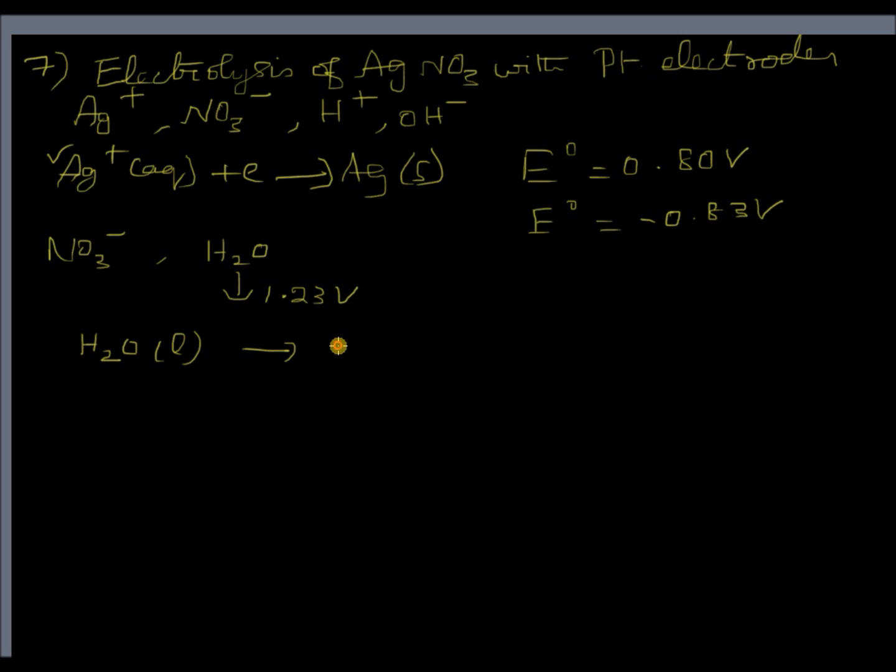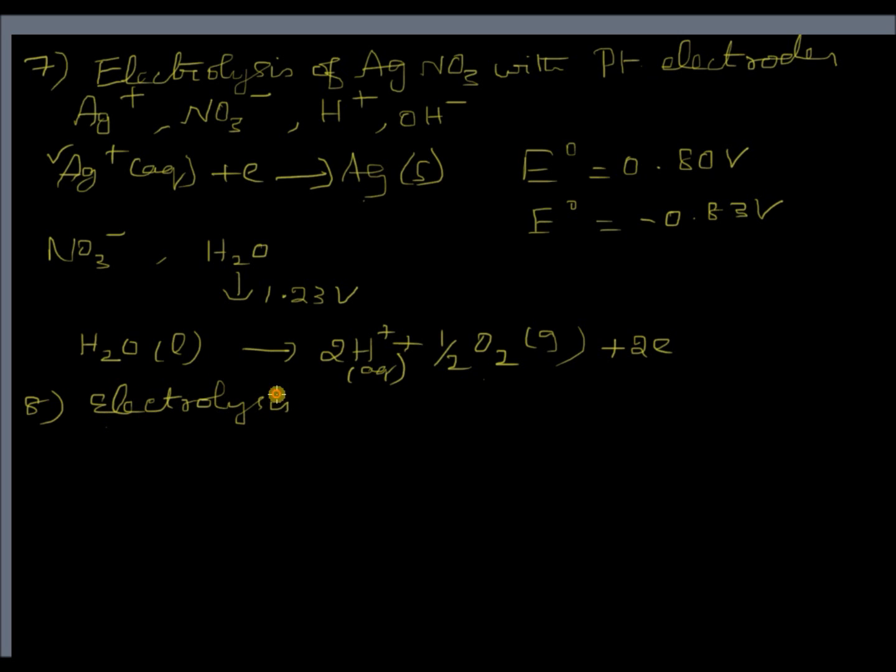So we can write the equation which we always write for oxidation of water. So what are the products of electrolysis of aqueous silver nitrate with platinum electrodes? Silver at cathode and oxygen at anode. The next one would be electrolysis of aqueous silver nitrate with silver electrodes.